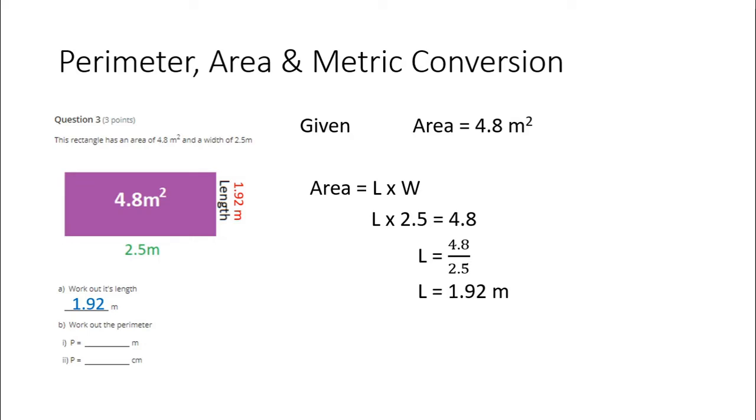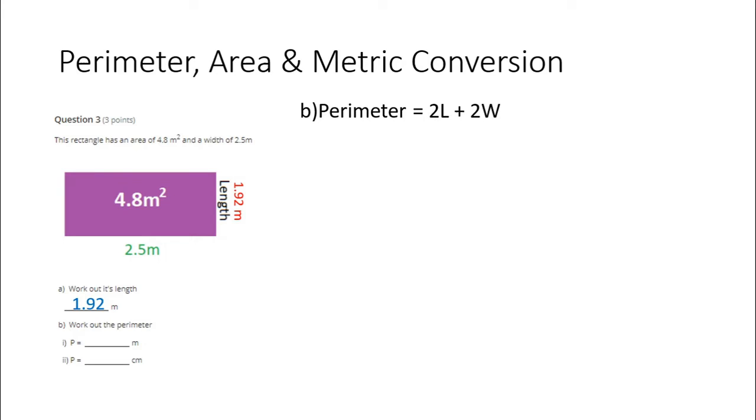Now that we've got the length and the width, we can work out the perimeter. Setting out the perimeter formula, remember that perimeter is 2 lengths plus 2 widths. So that in meters would be 2 times 1.92 plus 2 times 2.5, which makes 8.84 meters.